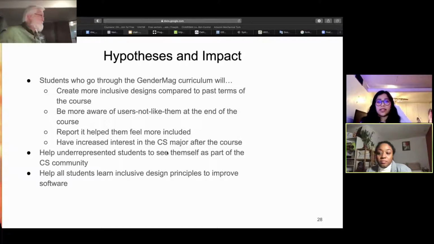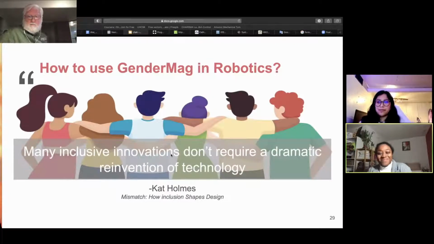And if these actually are the outcomes of our study, if we're correct in making these hypotheses, then that could be a really big step towards helping underrepresented students see themselves as part of the CS community and as part of the CS education space, as well as helping all students learn inclusive design principles and improve software as a whole as we're sending students out into the world with more knowledge of inclusive design. So I'll hand it back over to Abrar.